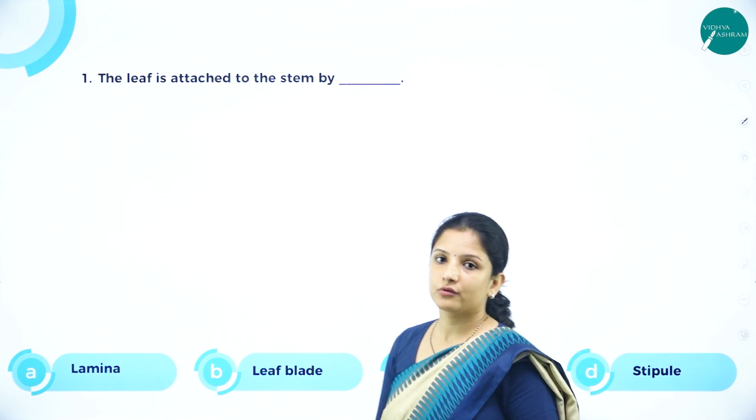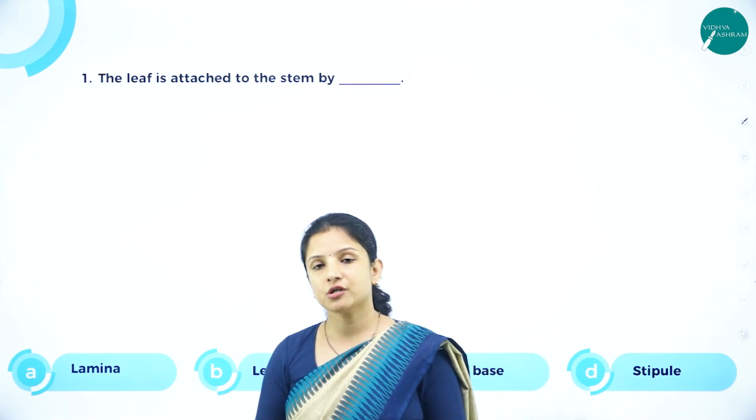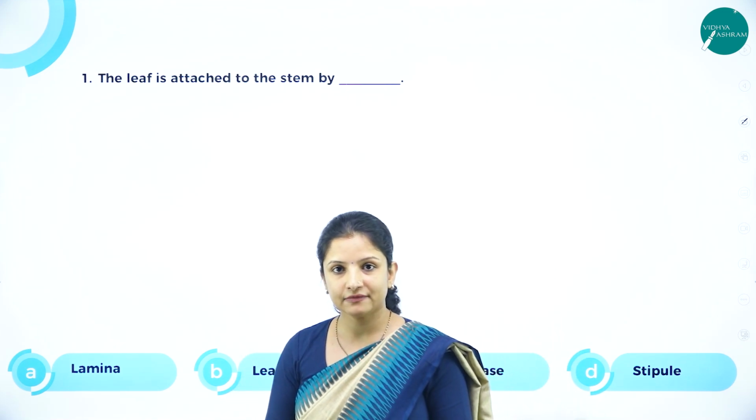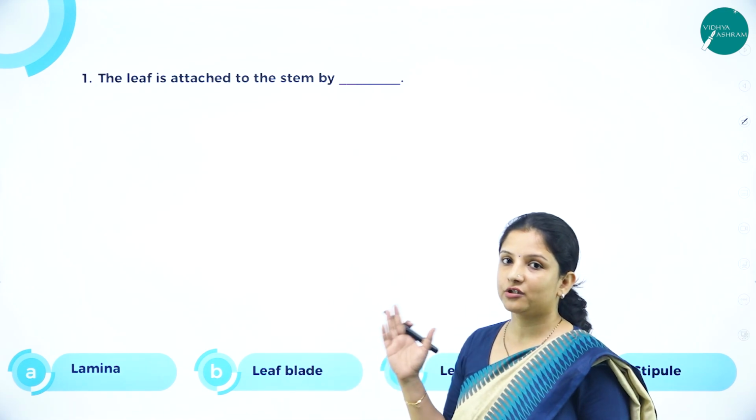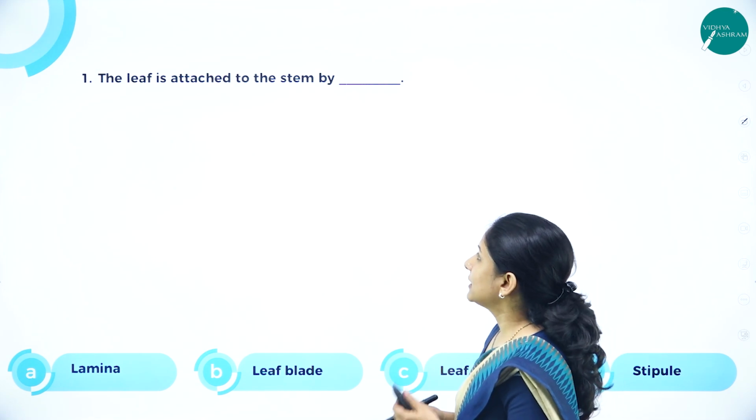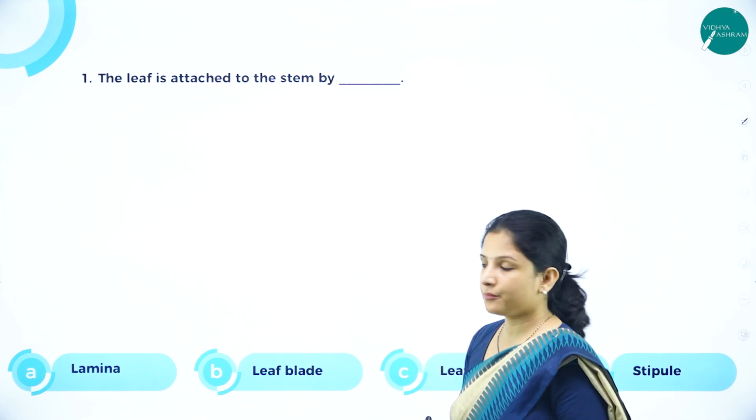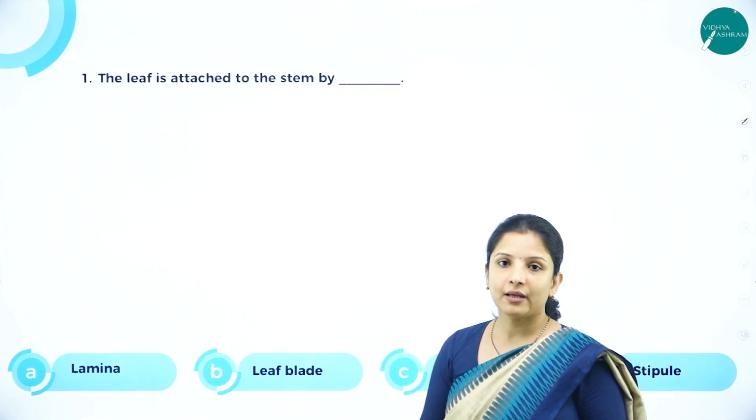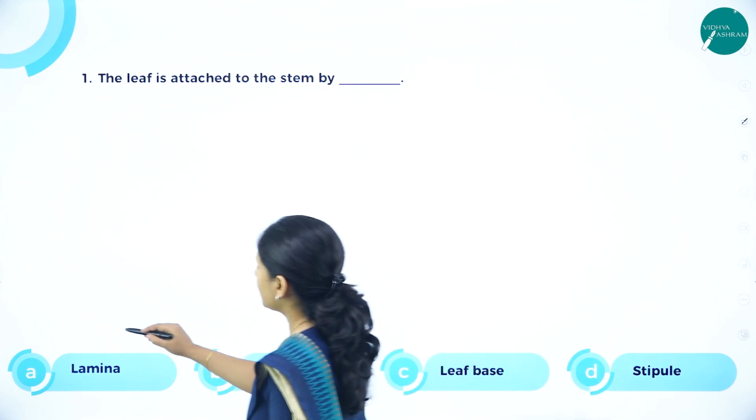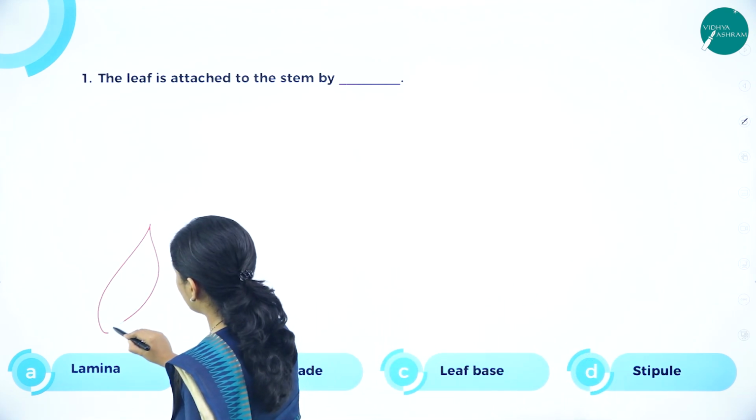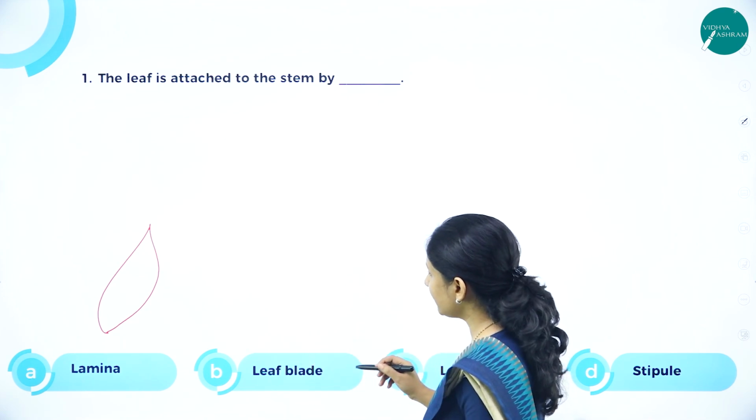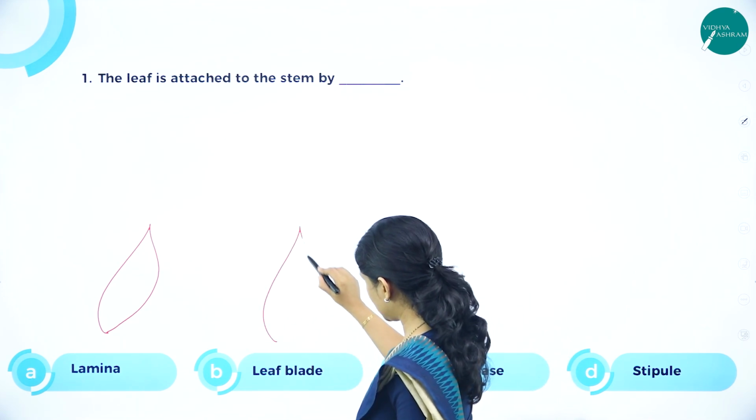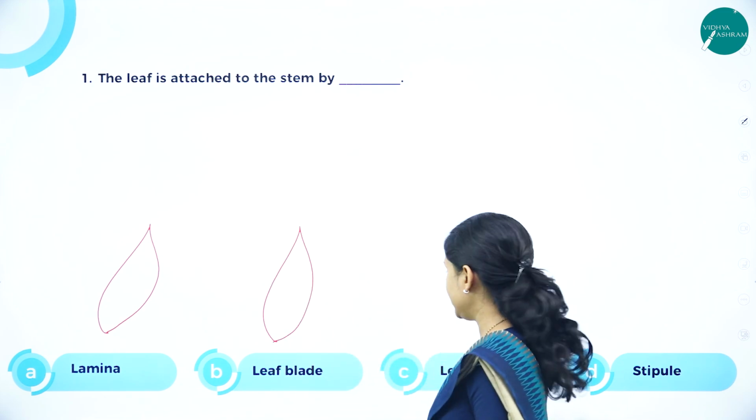So now we know about the leaf, its structure, the types of leaves, the arrangement of leaves and all that. So we shall look into some of the MCQs under this particular topic. The leaf is attached to the stem by lamina. No, lamina is nothing but the entire green surface of the leaf. So that's not the right answer. Leaf blade is also the same. The entire lamina is also called leaf blade.